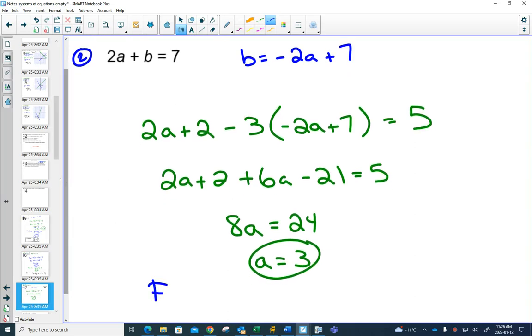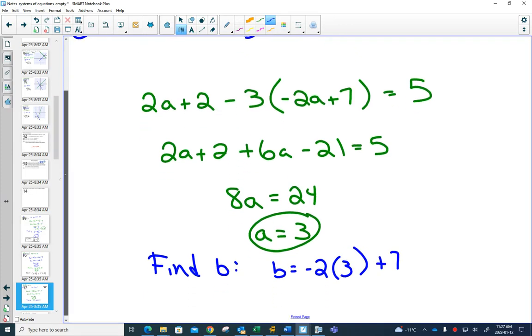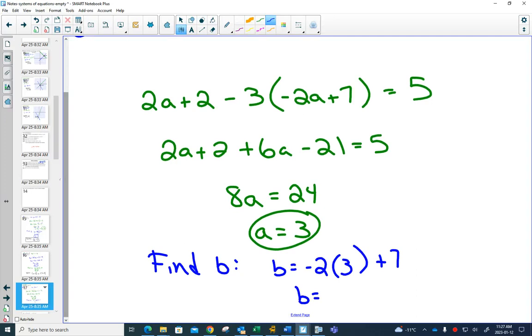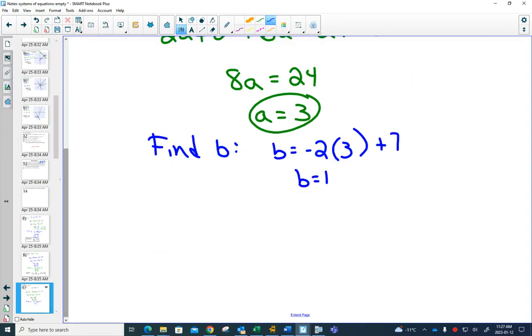Next, I would have to find b. b is equal to negative 2 times a plus 7. A little bit of mental math there. Negative 6 plus 7 is 1. Circle that.